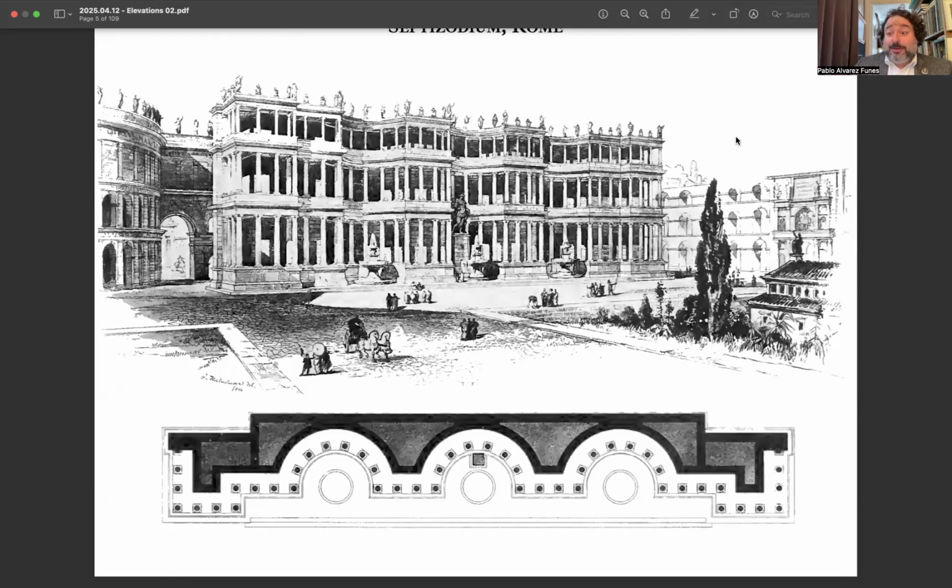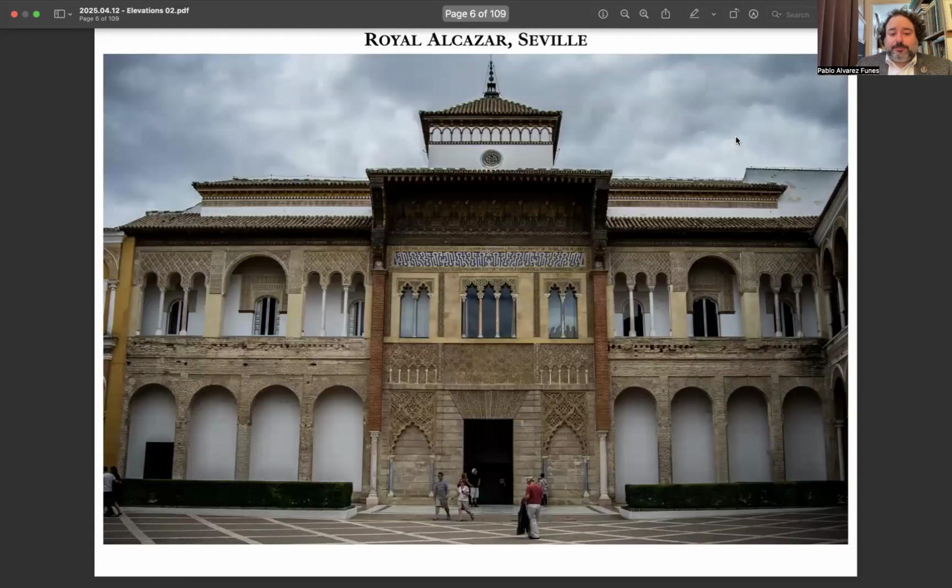And I wanted to bring it here because it's one of the examples of the stacking of the orders, which had a very, very heavy impact in classical antiquity.